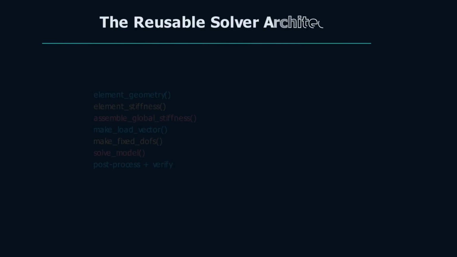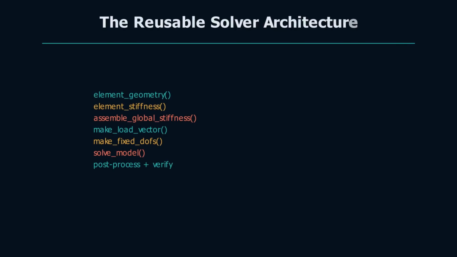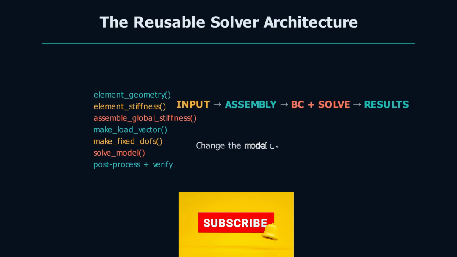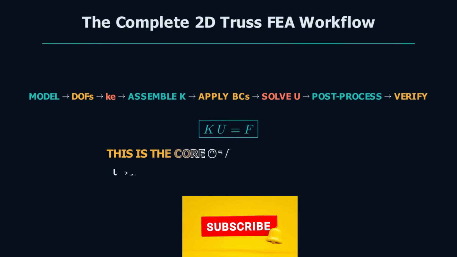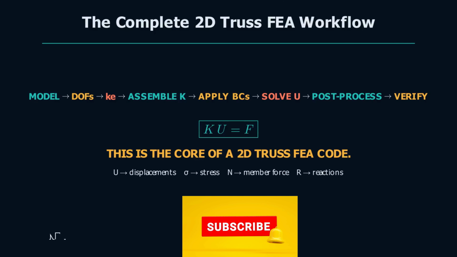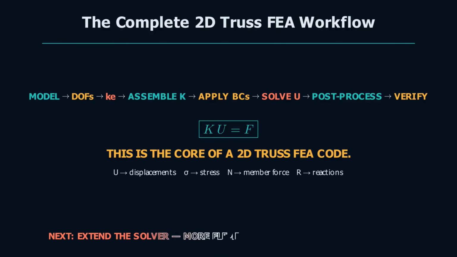The real achievement is not solving one truss. It is separating the program into reusable functions. The same algorithm can accept a different geometry, different connectivity, different loads, or different material and section properties. Let us put the entire process together one final time. We started with geometry and ended with verified structural response. That is the core computational workflow of a two-dimensional truss finite element solver.